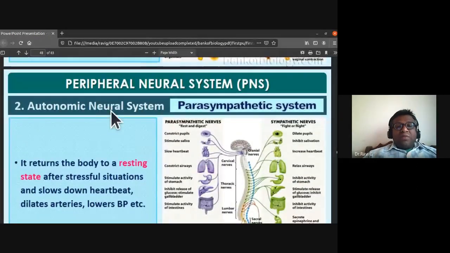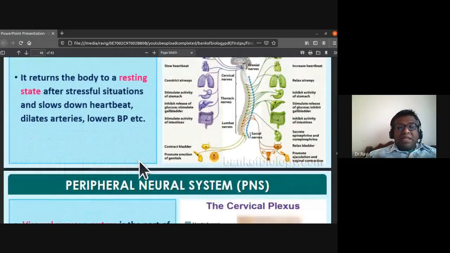The autonomic neural system, that is the parasympathetic system, returns the body to a resting state after a stressful situation. It slows down the heartbeat, dilates arteries, and lowers the BP. So this is what the parasympathetic system does.